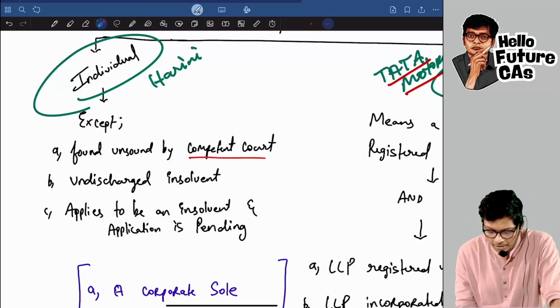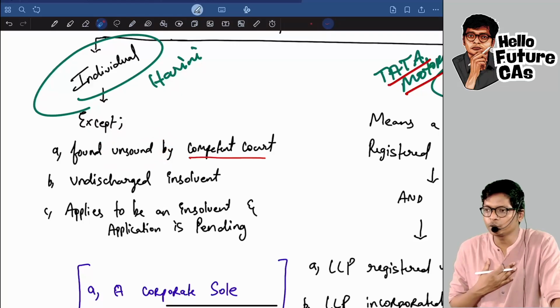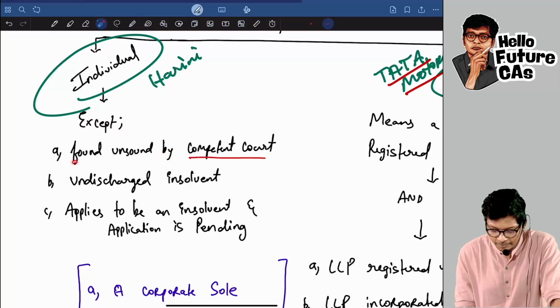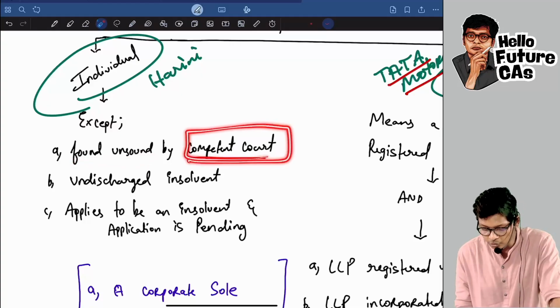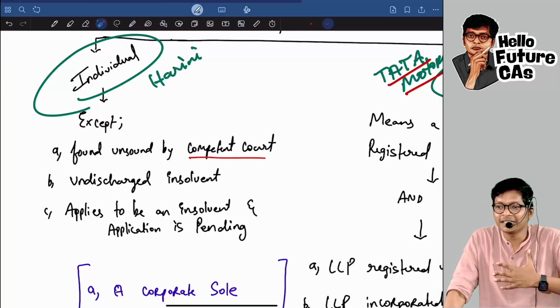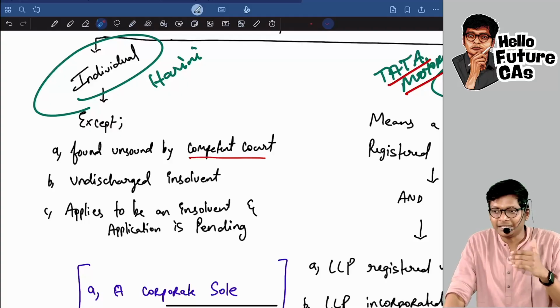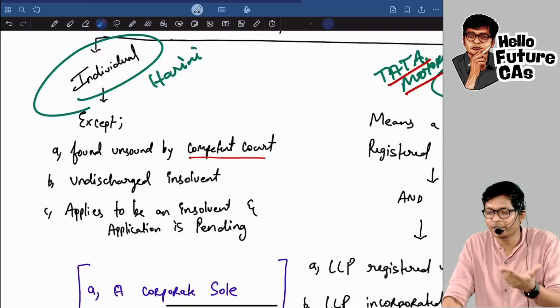For example, a person of unsound mind cannot enter into a contract. Here also they are saying unsound mind, but very important, that's why I've underlined in red: unsound as declared by a competent court. Very important. I cannot simply tell, hey, I am unsound, I will not enter into a contract, don't disturb me. Today I am unsound, tomorrow I'll become sound. No.